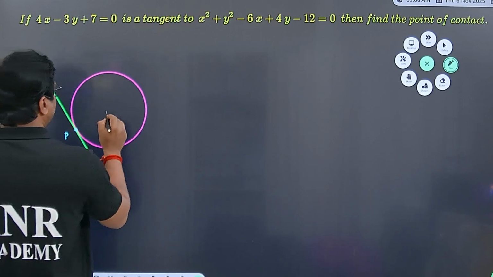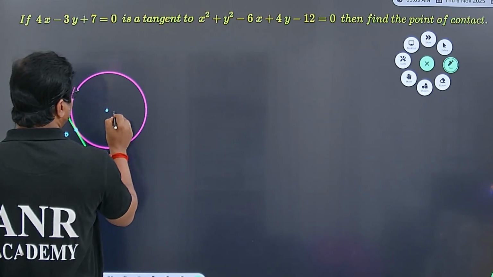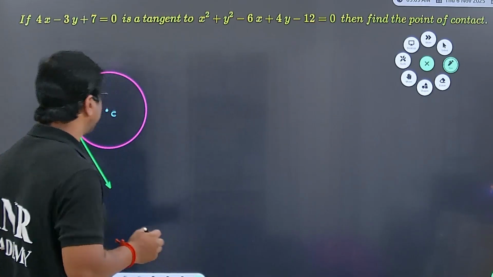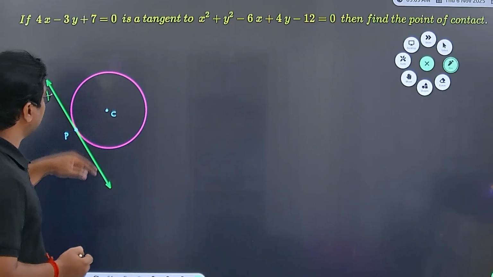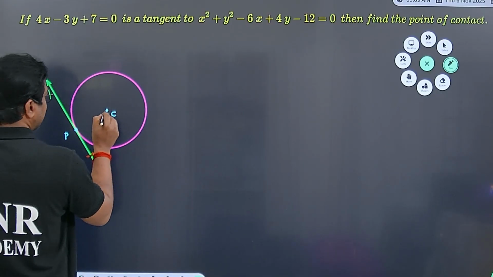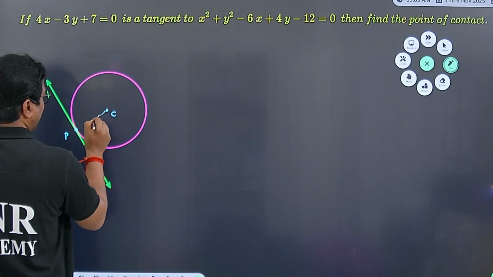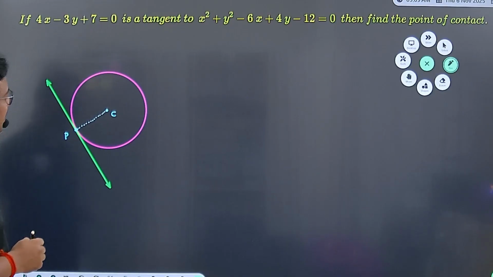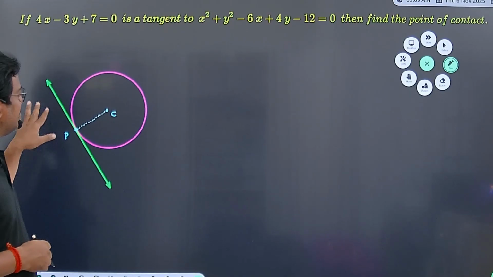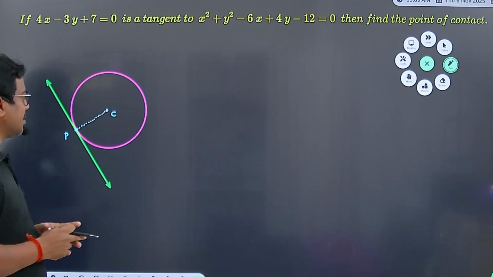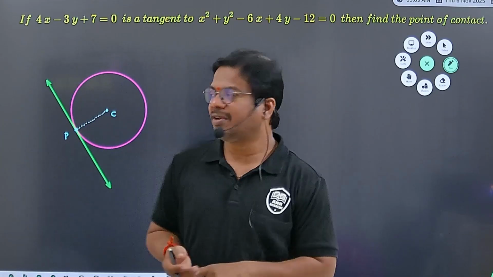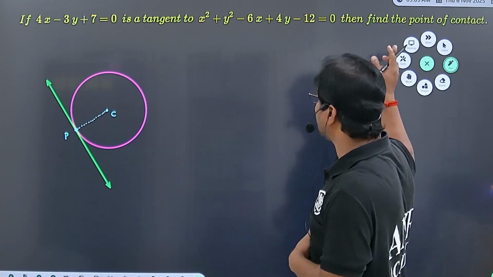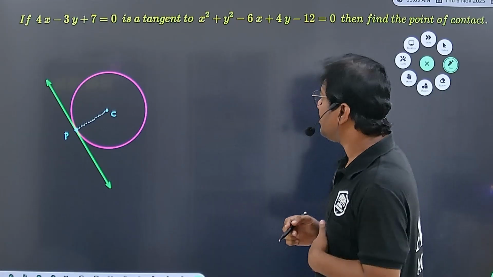When the equation of circle is given, you can easily find center by the formula minus g comma minus f. After getting the center, see here, when you drop a perpendicular from point C to the line, then it is very clear that the point P is point of contact, particularly that is foot of the perpendicular drawn from center to the line. So using foot of the perpendicular theorem, we can find point of contact.